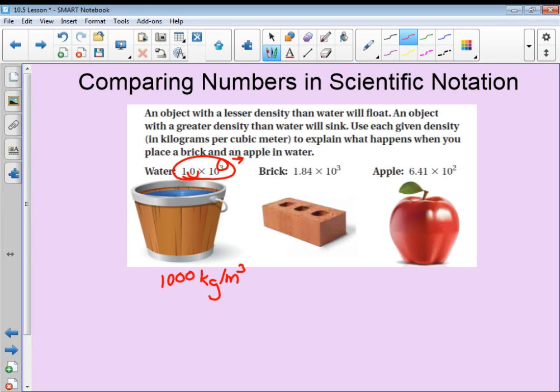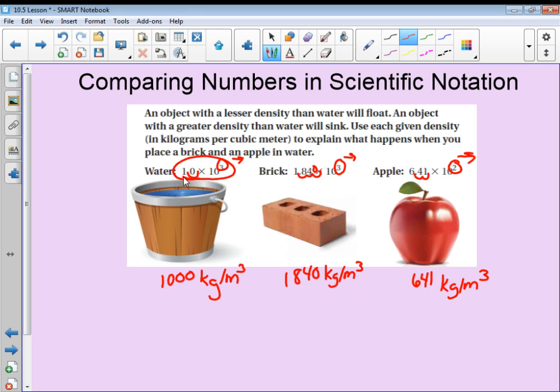Okay, our brick, once again, 3, it's positive. We're going to go to the right. 1, 2, 3. We're going to add a 0, so 1,840 kilograms per meters cubed. And then our apple, 2 places to the right. 1, 2 gives us 641 kilograms per cubic meter or meters cubed.